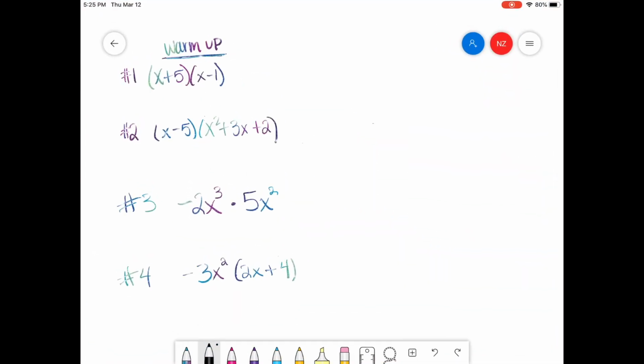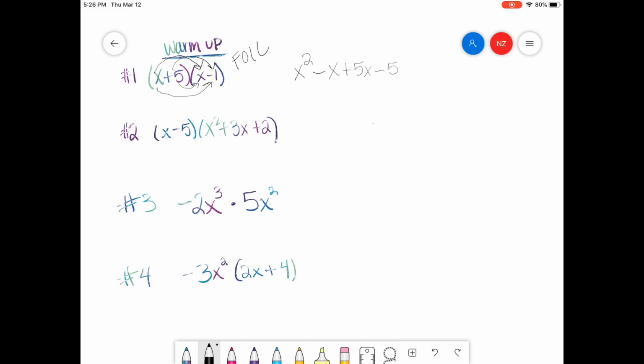Now that you're ready to continue, let's review these problems. In number 1, I'm going to use FOIL method. F-O-I-L. First, outside, inside, last. First, I'm going to multiply x times x, which gives me x squared. Then I'm going to multiply x times negative 1, which gives me negative x. Notice how I didn't put the 1. It's not necessary. Then I'm going to multiply 5 times x, which gives me a positive 5x. Then lastly, I have 5 times negative 1, which gives me negative 5.